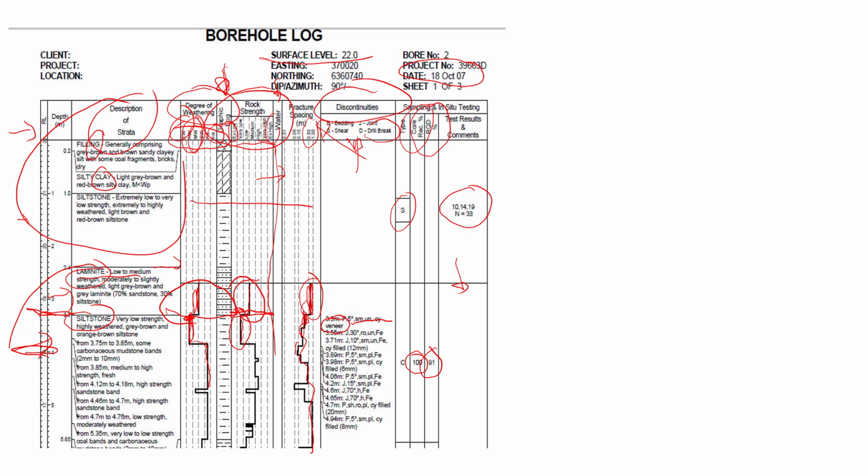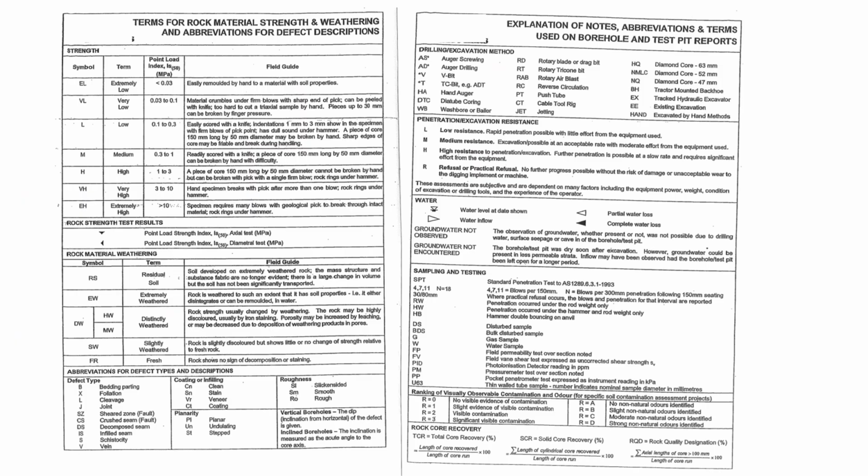Now let's see what this means, and I'm going to go to the legend. So here is the legend, and you can also have this one because this one covers everything that is in borehole logs. So let's start with this one where we have information about strength. These are the symbols that I used in the borehole log in the previous slide. So this is the explanation.